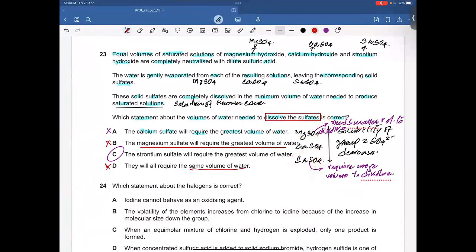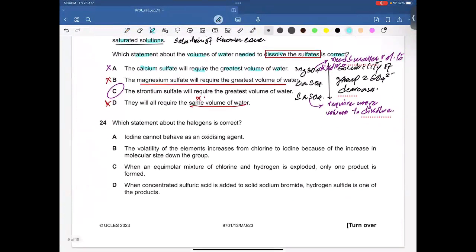Question 24. Which statement about the halogens is correct? Iodine cannot behave as an oxidizing agent. Iodine can react as an oxidizing agent, so option A is incorrect. Next, the volatility of an element increases. Volatility basically decreases down the group because of the increase in the van der Waals forces. So B is also incorrect.